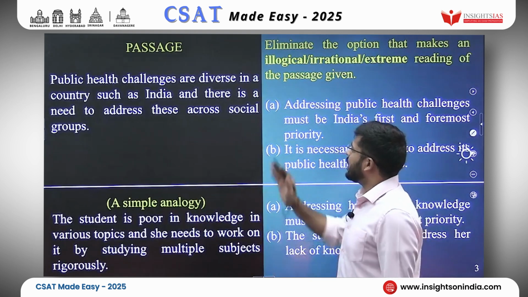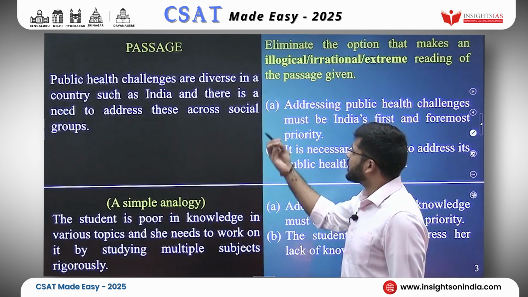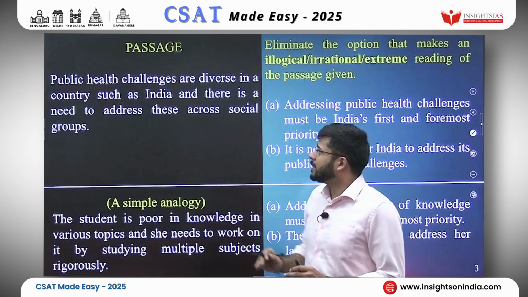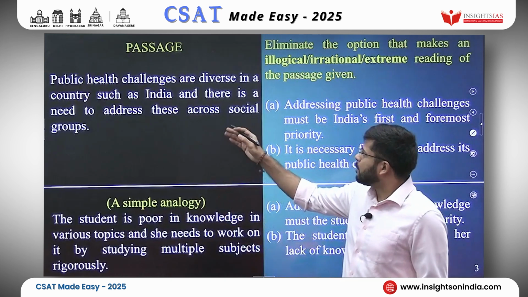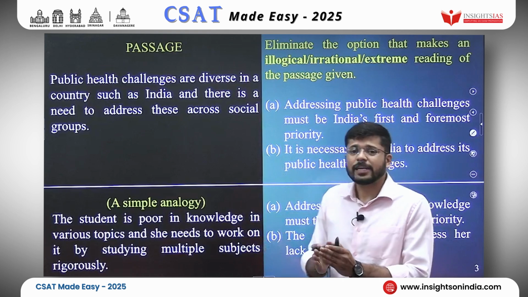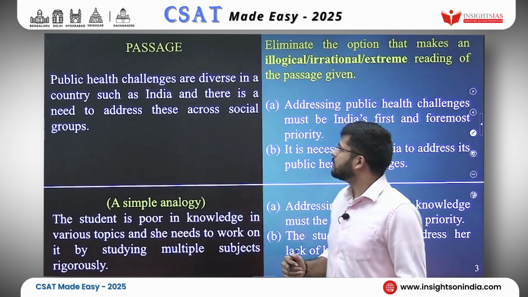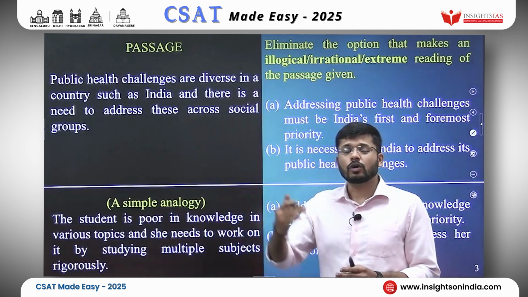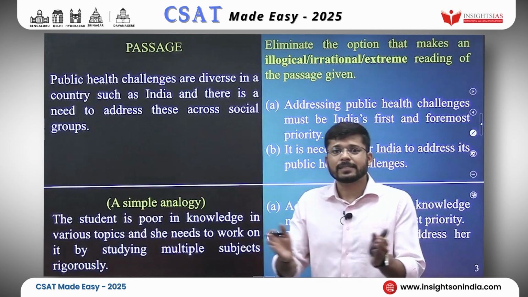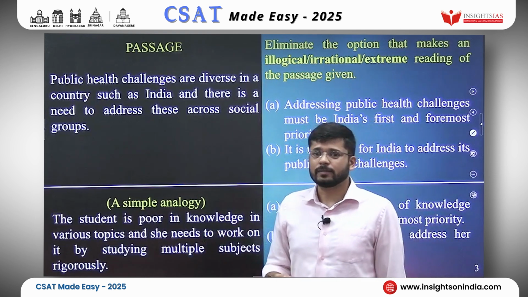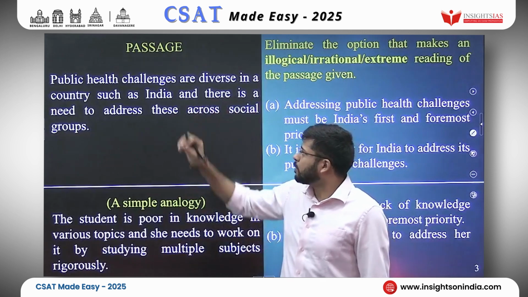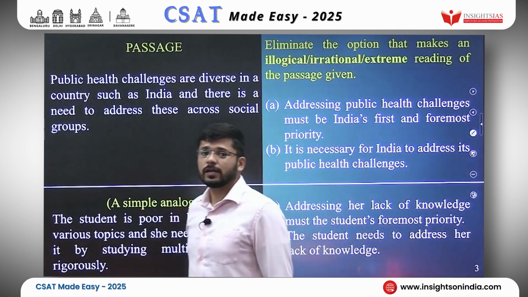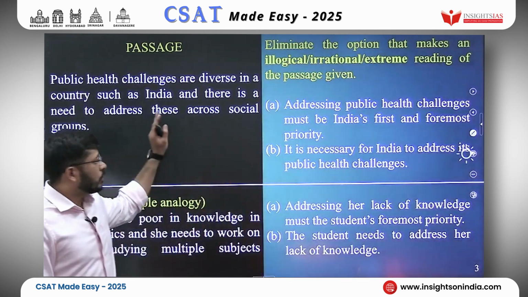Public health challenges are diverse in a country such as India, and there is a need to address these across social groups. What does this passage say? This passage says that India, being a diverse country, its public health challenges are also diverse. So, it is necessary to address those public health challenges across multiple social groups, because India is a societally divided country. So, to address public health challenges of India, we need to do that across multiple social groups. That is the gist of the passage.